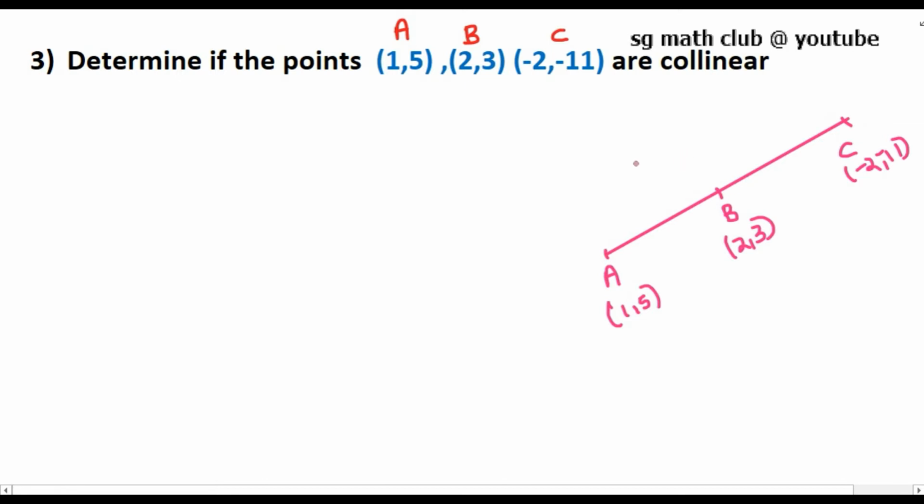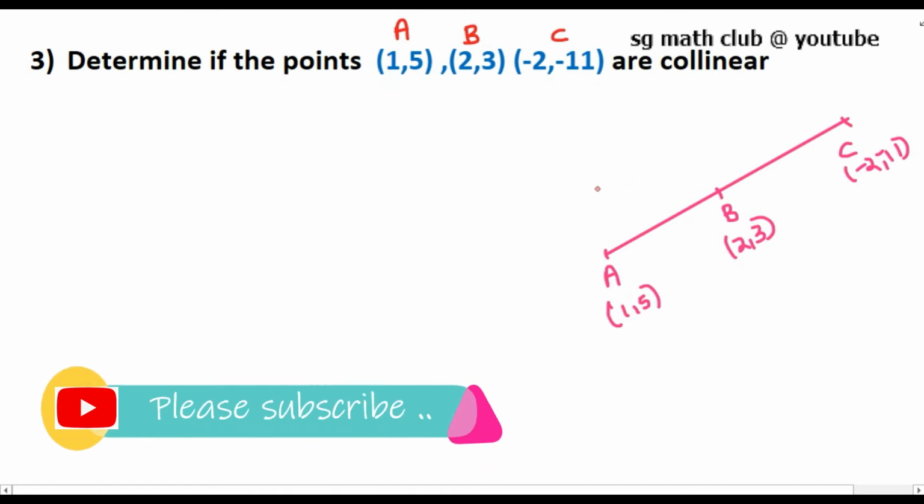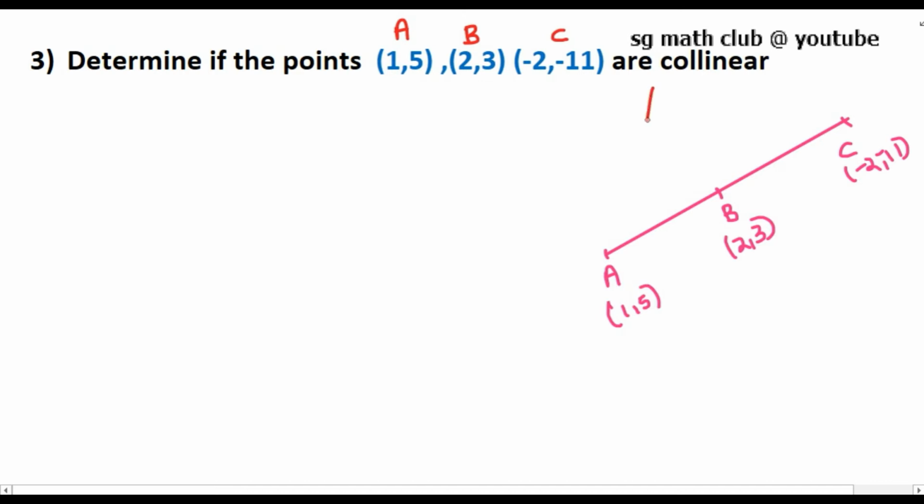Now, how will we use the distance formula to find this? You can plot these points and check whether they are collinear or not. (1, 5) will come somewhere here, again (2, 3) will come here, and (-2, -11) will be in the third quadrant. From the plot we can say that these points are not collinear.